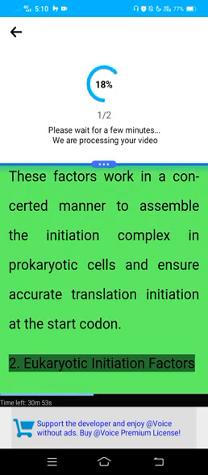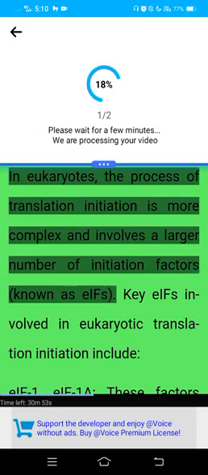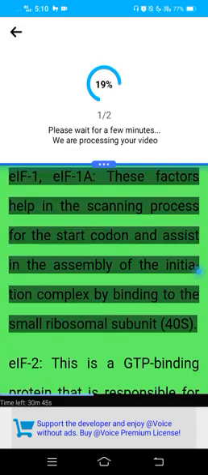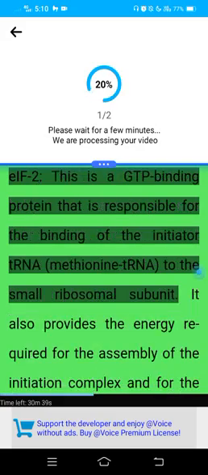2. Eukaryotic initiation factors. In eukaryotes, the process of translation initiation is more complex and involves a larger number of initiation factors, known as eIFs. Key eIFs involved in eukaryotic translation initiation include eIF1 and eIF1A. These factors help in the scanning process for the start codon and assist in the assembly of the initiation complex by binding to the small ribosomal subunit 40S.